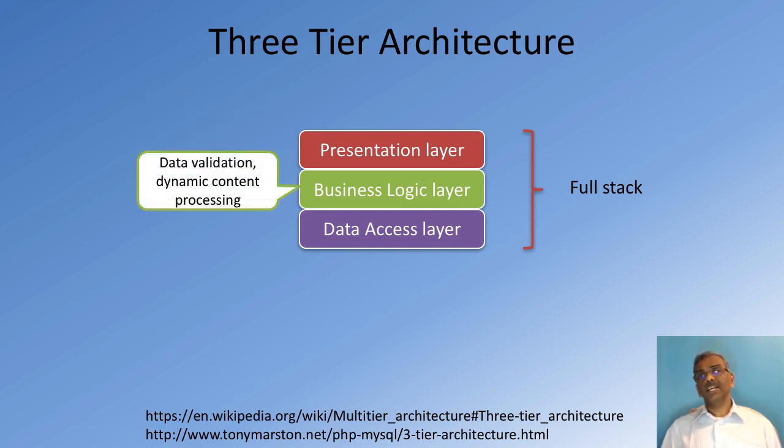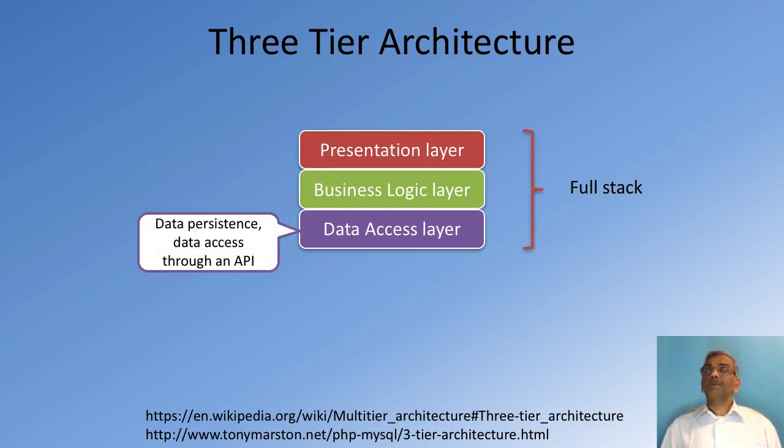The business logic layer, on the other hand, is concerned more about the data validation, the dynamic content processing, and generating the content to be delivered to the user. This is backed up behind the scenes with the data persistence layer or the data access layer. So this is concerned with how we store and interact with the data, typically in the form of a database, and access this data through an API.